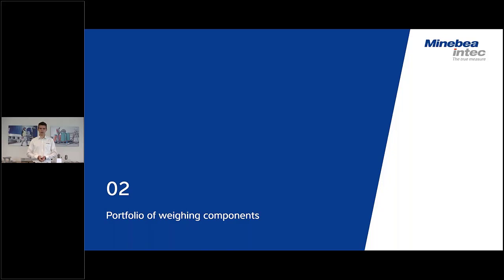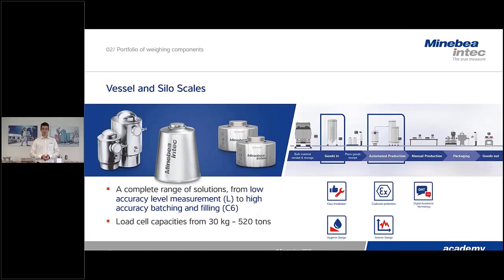In the next chapter, we would like to have a closer look at the portfolio of weighing components by Menibia Intec. I will start with our compression load cells, which Michael explained already in the chapter before, which are mostly used for silo and vessel weighing. We have different accuracy classes starting from L, which is mostly for level measurements, up to C6, which is for high precision dosing applications. The capacities of our compression load cells start with 30 kilograms for the ultra-flat load cell, up to 520 tons for special applications.